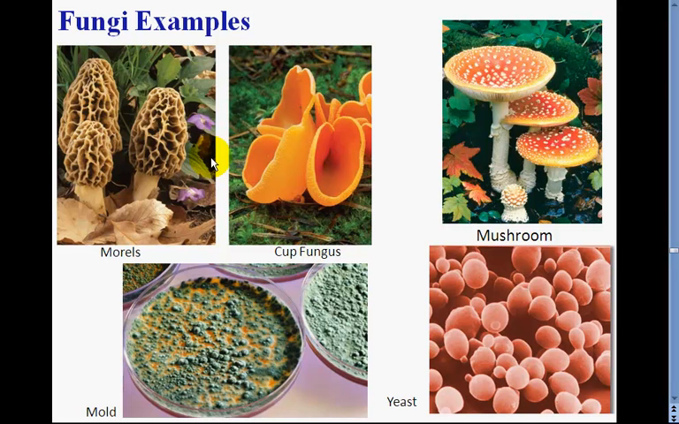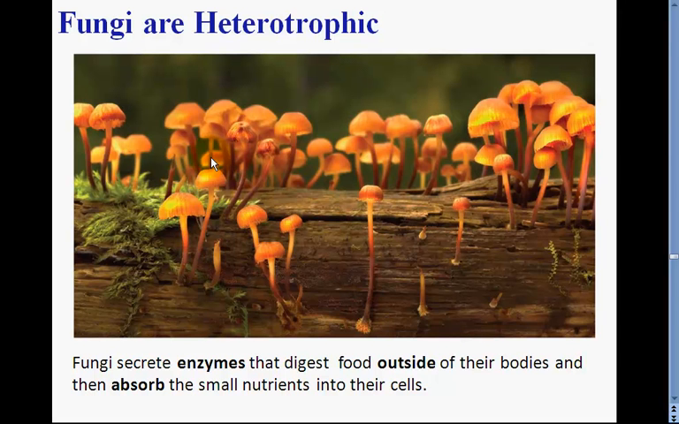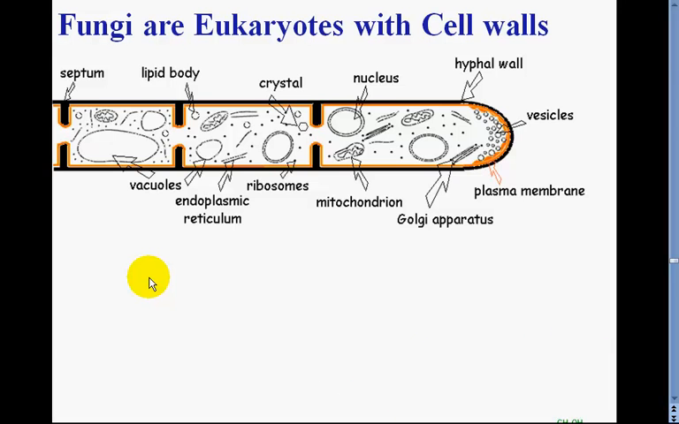Let's take a look at what unites all of these different types of fungus. First of all, they're all heterotrophic. Although unlike animals who ingest and then digest their food, fungi actually secrete enzymes into the environment. The enzymes break down the food, and then the fungi are able to absorb the tiny nutrients that have been digested.